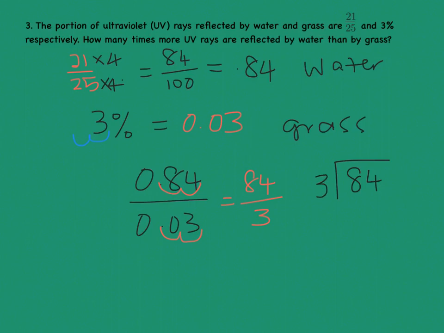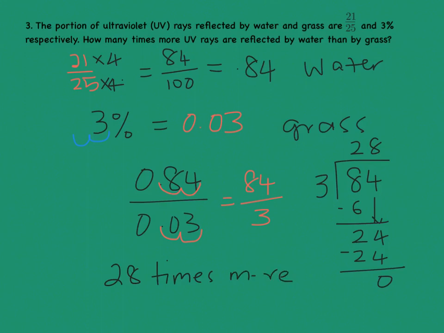So how many times does 3 go into 8? There will be 2. 2 times 3 is equal to 6. And the remainder is 2. And you bring down the 4. So 24 divided by 3 is 8. So you end up with 28 times more as your answer.